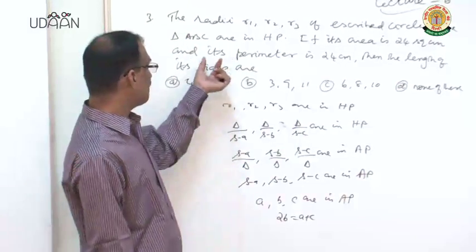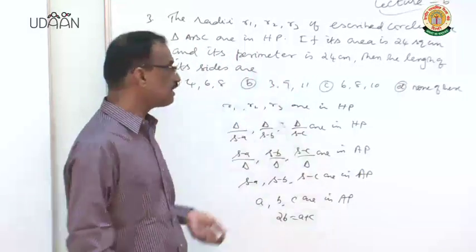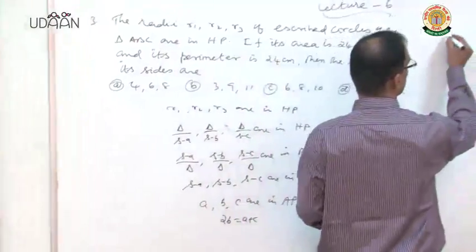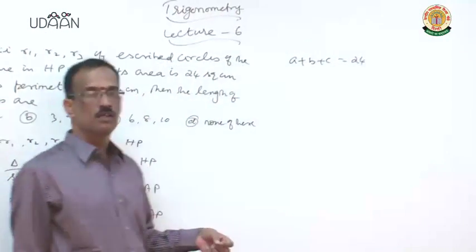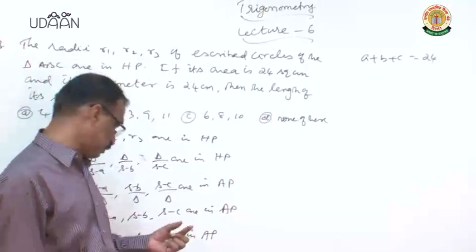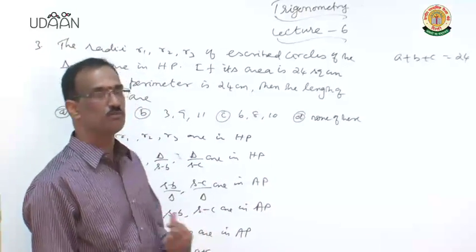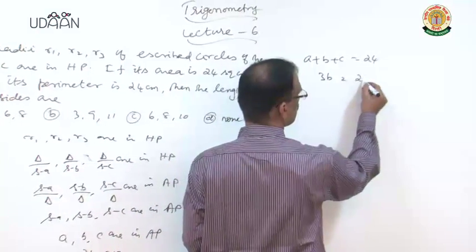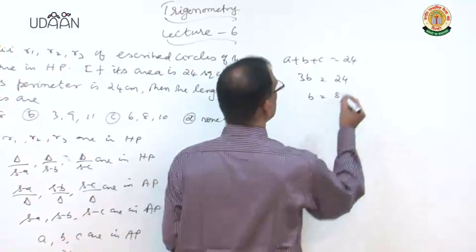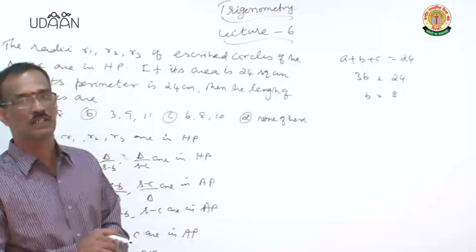Now we are given its perimeter. The perimeter means A plus B plus C equals 24. So A plus B plus C equals 24 and A plus C equals 2B. So we get here 3B equal to 24, or B equal to 8.